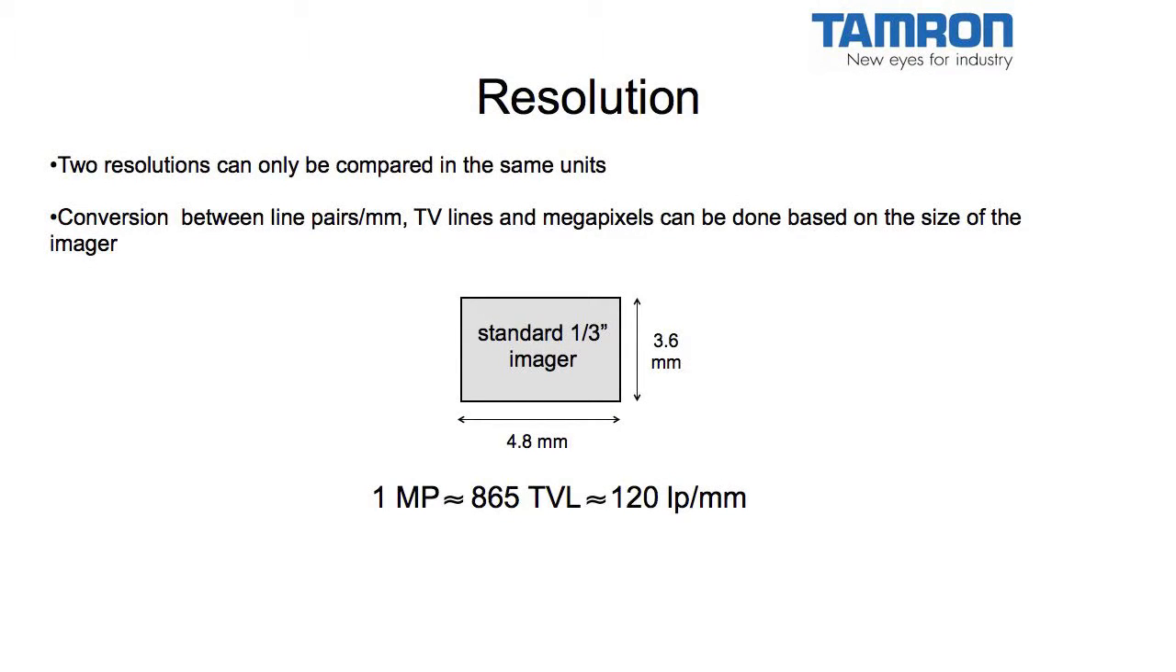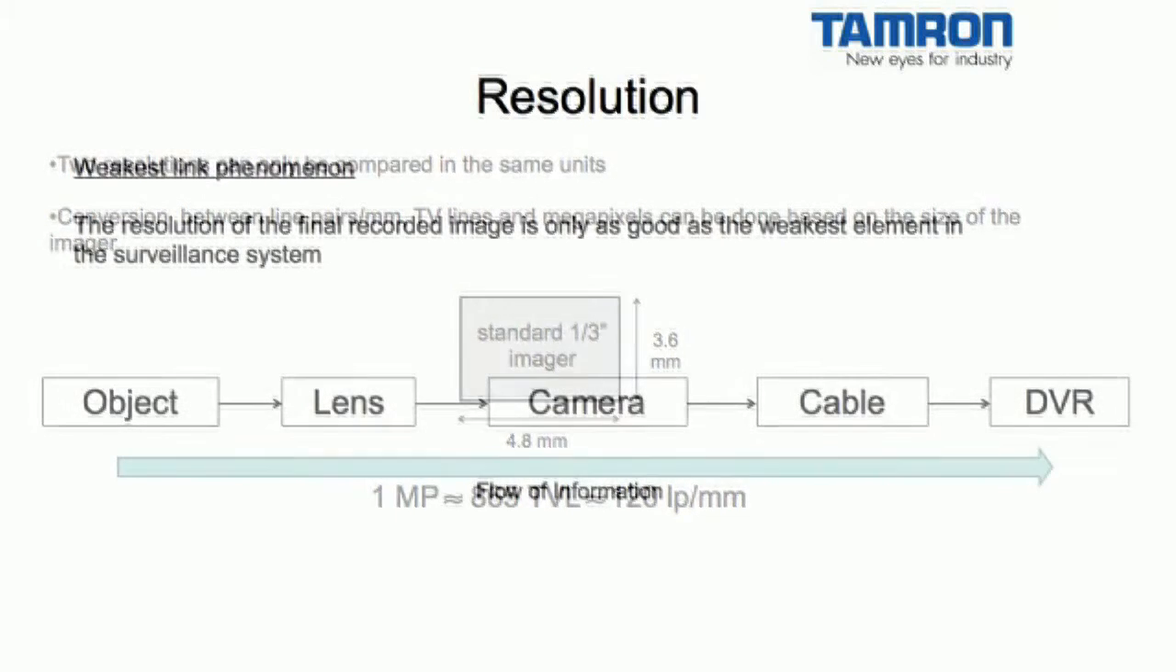Resolutions can only be compared in common units, so it may be necessary to make unit conversions when comparing resolutions. Conversion between line pairs per millimeter, TV lines, and megapixels can be done based on the size of the imager. For reference, for a standard 1/3 inch imager, 1 megapixel is approximately equal to 865 TV lines and 120 line pairs per millimeter.